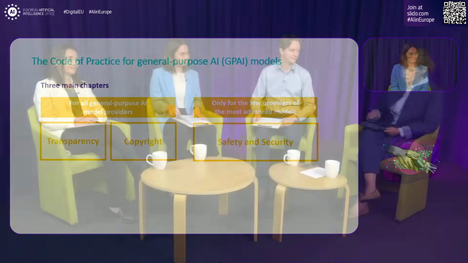Excellent. Thank you very much. So now we will discuss the different chapters, and we can start with the chapter on transparency. Jolanta, what is the scope of this chapter on transparency, please? So indeed, the chapter on transparency aims to provide a simple way for providers to demonstrate compliance with their obligations, what they have to document and provide towards the AI office in our future supervisory action, as well as national competent authorities, as well as downstream providers.